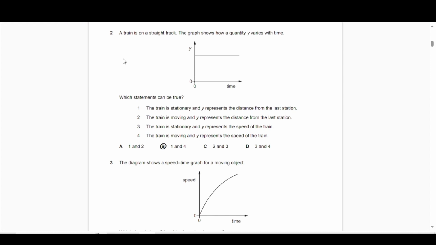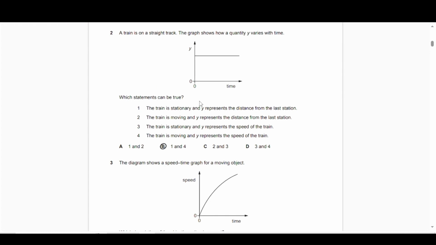So the first question says a train is on a straight track. The graph shows how a quantity y varies with time. So you've got a quantity y, which we don't know what it is, and this quantity is varying with time, but it doesn't really change at all. So the question they're asking is which statements can be true.